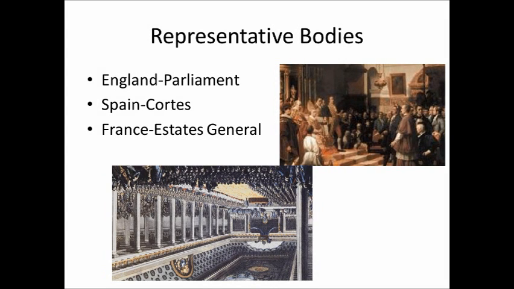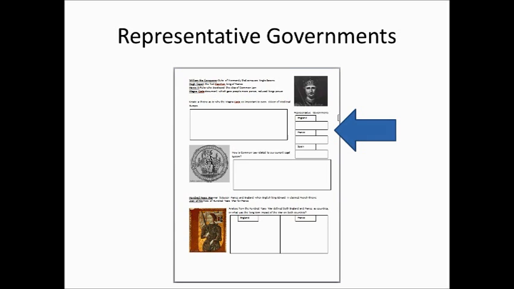Now remember, the Estates General actually had 3 estates. One was made up of the nobles, one was made up of priests, and one actually allowed common people who were merchants and landowners to make decisions as well. Although their real power was still held by the king, and he often dissolved the Estates General at different times. Okay, so please write down what the representative governments were of each of those nation states in Europe.